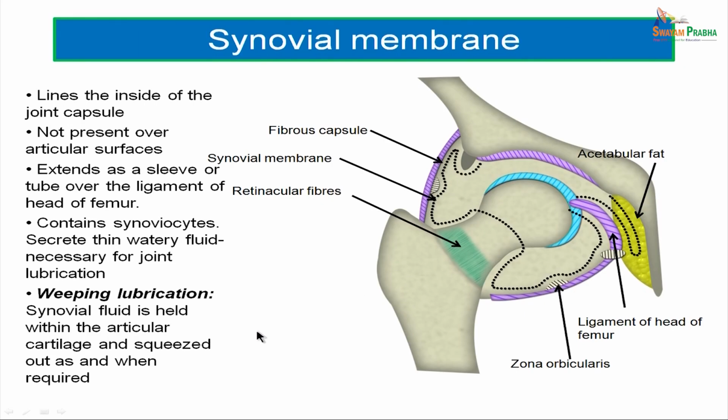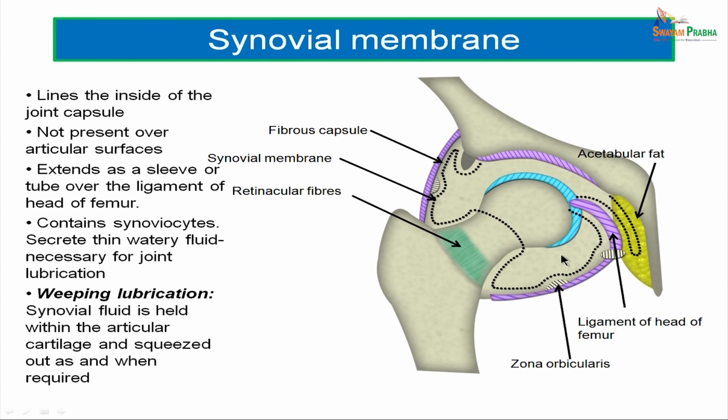Next we come to the synovial membrane. As you know, the synovial membrane lines the inside of the joint capsule and it is not present over the articular surfaces. If you see this particular picture, this stipple line shows the synovial membrane which is lining the inner aspect of the fibrous capsule, and the synovial membrane is not present over the articular surfaces. The synovial membrane contains synoviocytes which secrete a thin watery fluid which is necessary for joint lubrication. According to the hypothesis of weeping lubrication, the synovial fluid is held within the articular cartilage and squeezed out when it is required.